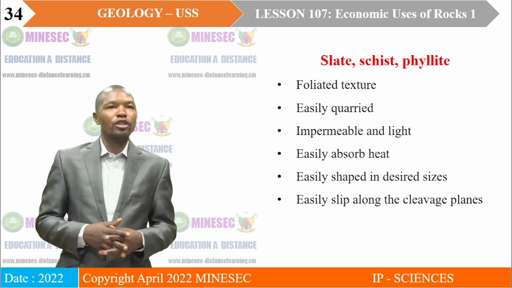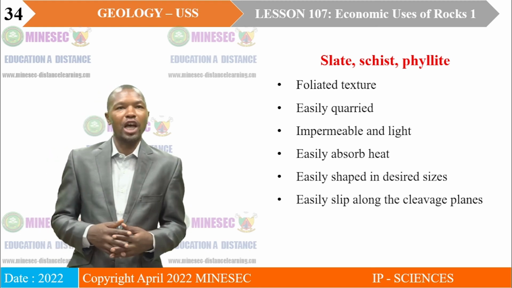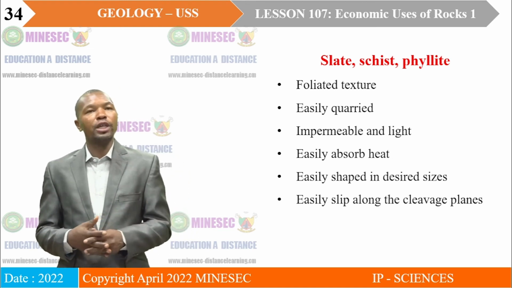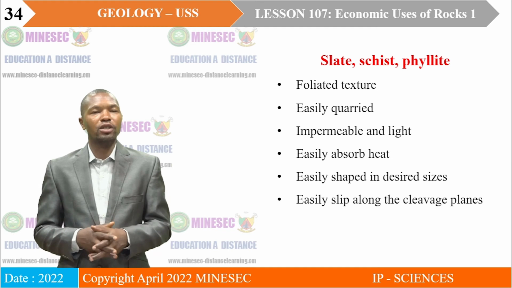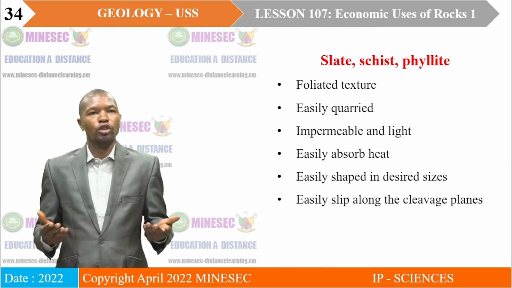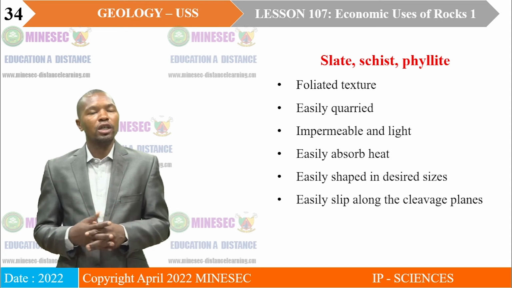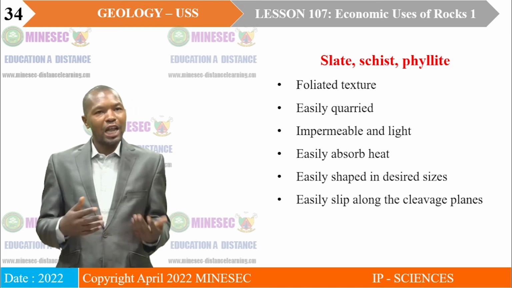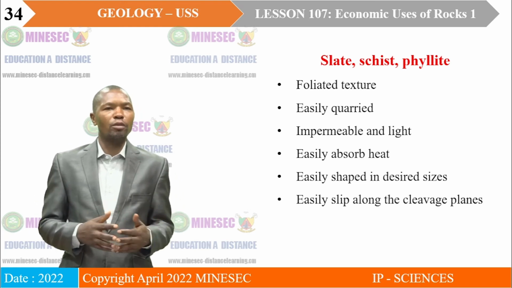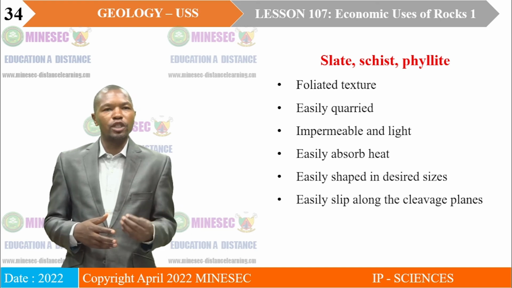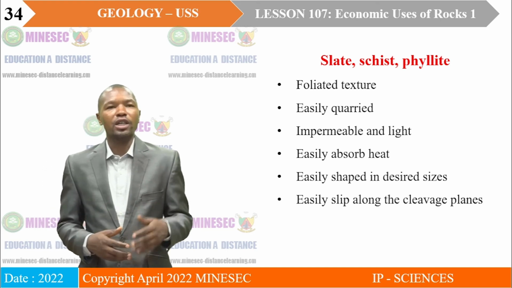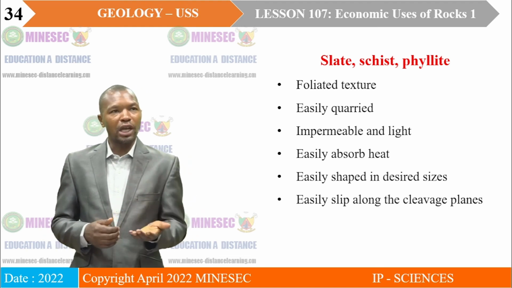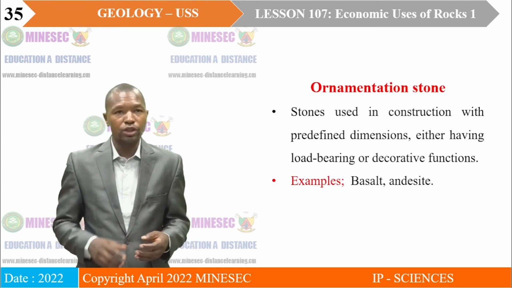So the common examples that we know are slate, schist, and phyllite. What are the qualities that make these materials roofing stone? First, they are foliated, or they have a foliated texture. So foliation structures should be included as well. They are easily quarried, and they are impermeable and light. They easily absorb heat. They are easily shaped into desired sizes, and they easily split along their cleavage planes. That is the quality they adopt for being roofing stone.